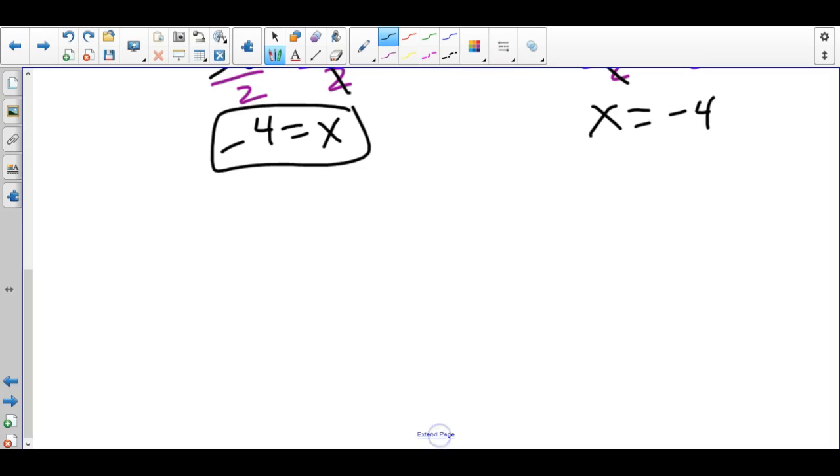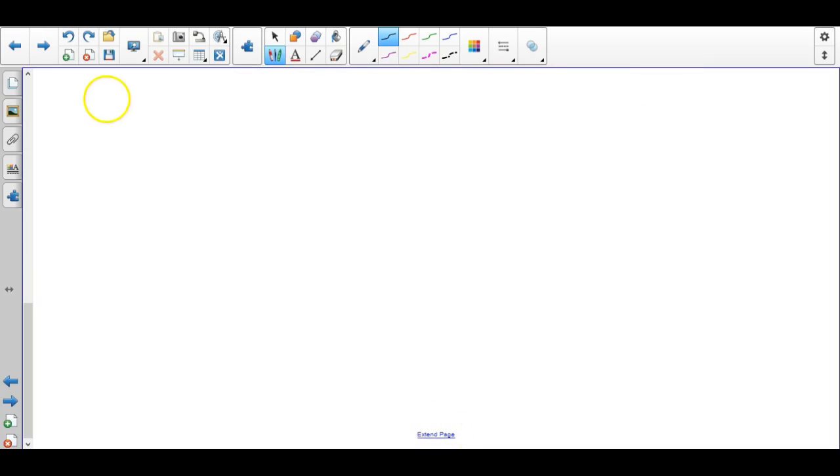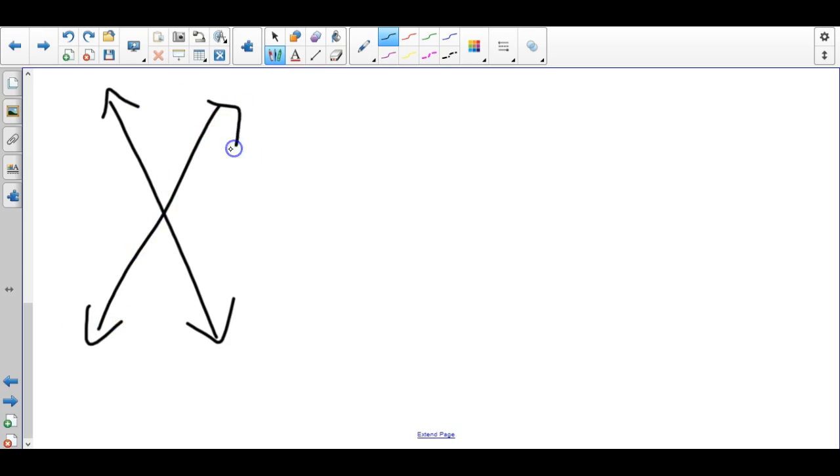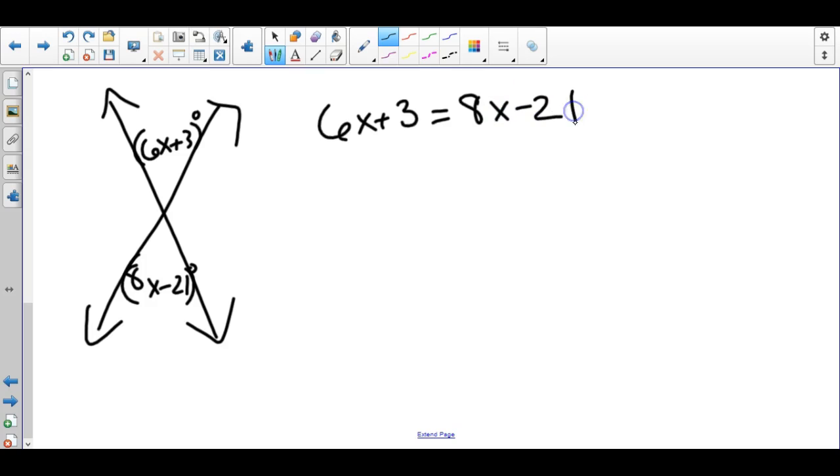You can also apply this to the geometry situation of having vertical angles. When you have the angles across from each other, when 2 lines are forming an X, the ones across from each other are equal to each other. If we have 6x plus 3 degrees and 8x minus 21 degrees, these are equal to each other, so I can set up the equation 6x plus 3 equals 8x minus 21.